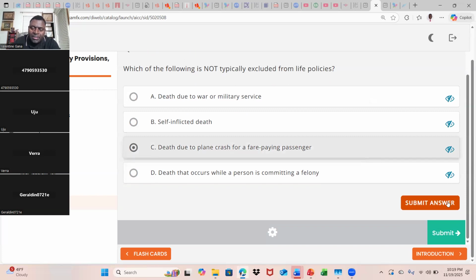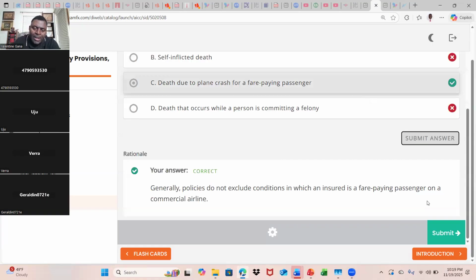Let's see if we are right. That's correct. So generally, policies do not exclude conditions in which an insured is a fare-paying passenger on a commercial plane.